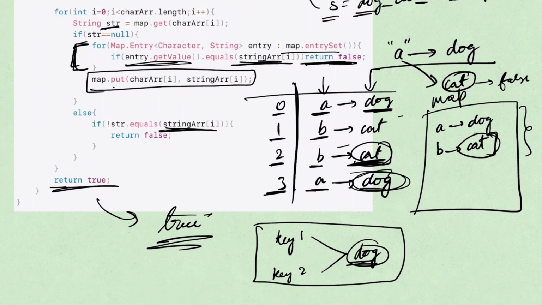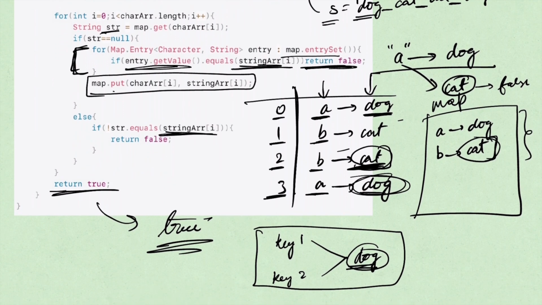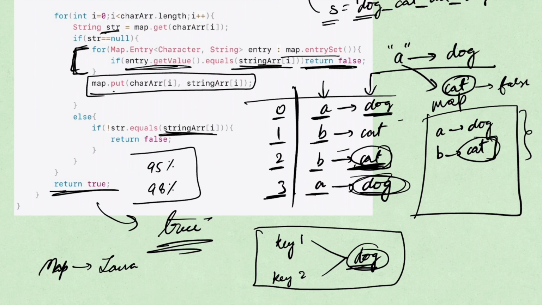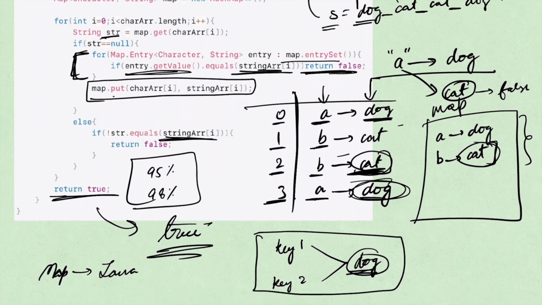Now this solution is not the most efficient one. There are other ways with which you can use the map functionalities in Java to solve it more efficiently. But with this solution, you will be able to achieve a runtime better than 95% of other solutions, and this code is 98% memory efficient. So I think that's pretty good.